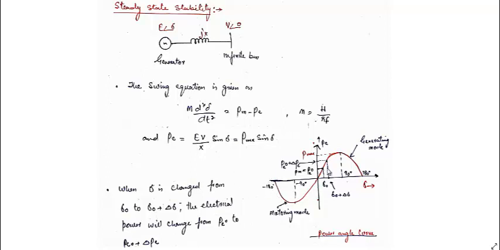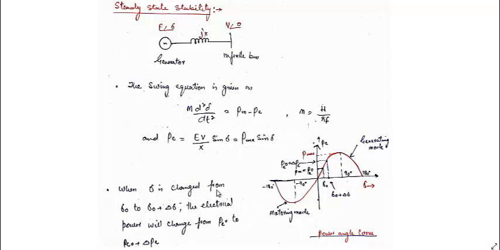So this is the P-delta curve. In this case, this is the motoring mode where delta is negative and power will be negative. And from delta equal to 0 to 180, it is in generating mode. Let us say our system is operating at this point where delta is equal to delta naught, and the electrical power that is generated is Pe naught.